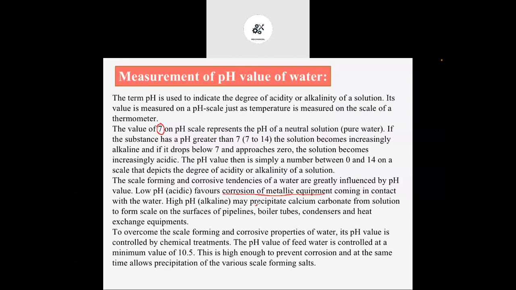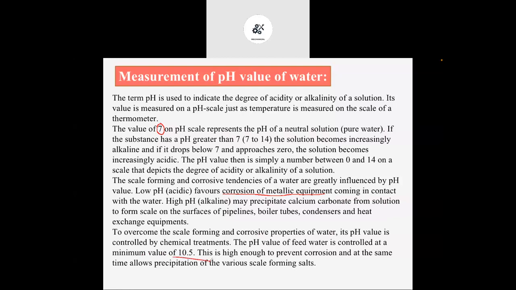Okay, so that's why we have to control this pH value. First of all, before controlling, we must know what is the pH value of that particular given feed water sample. So to measure that, we use the pH meter, and we use different methods. One method we are going to study in this particular point. To overcome this scaling problem or the corrosion problem of the water, its pH value must be controlled by chemical treatments. There are different chemical treatments available to control the pH value.